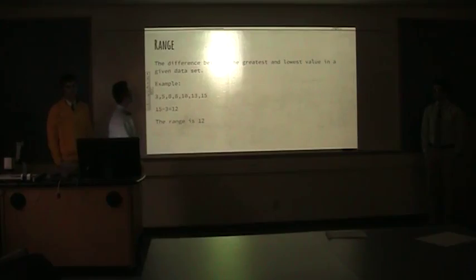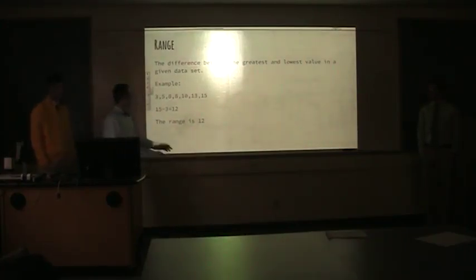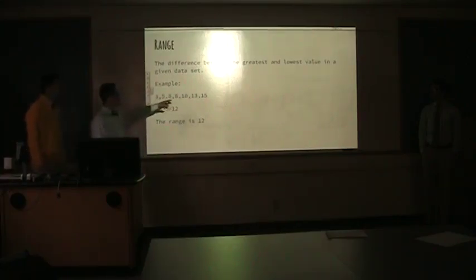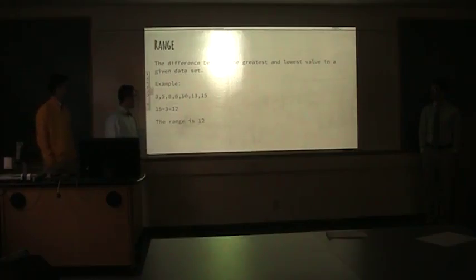And range is just the difference between the greatest and least value in the data set. So for example, for this one, the greatest was 15, the least was 3, so you just subtract the two, and you get 12. And that's pretty much just the range.